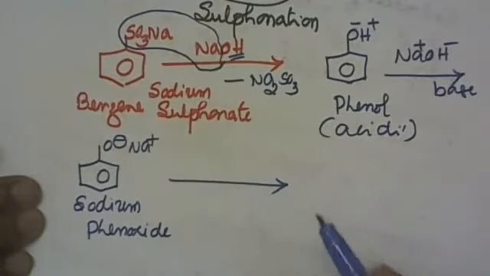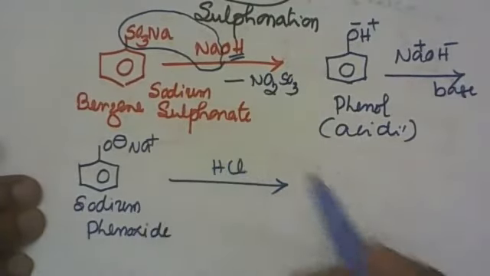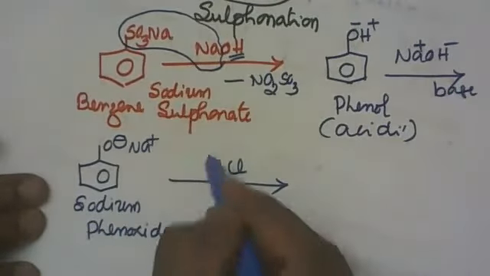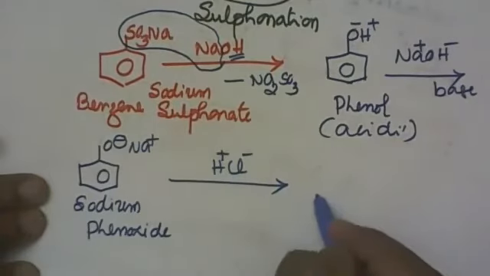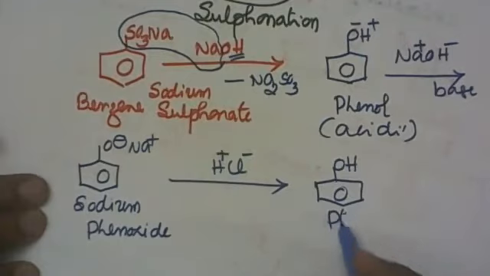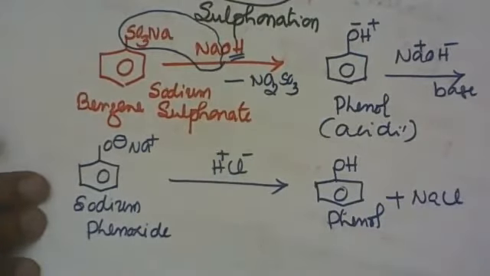I don't want salt. Finally, it should be acidified. We can use dilute HCl or dilute sulfuric acid to neutralize this salt. So H plus Cl minus. So I'll get now phenol. You'll get the phenol molecule. The side product is sodium chloride.